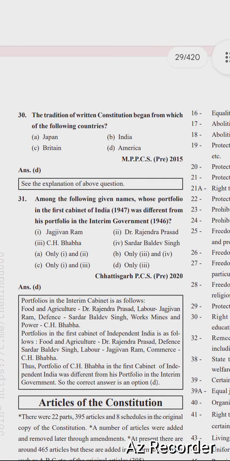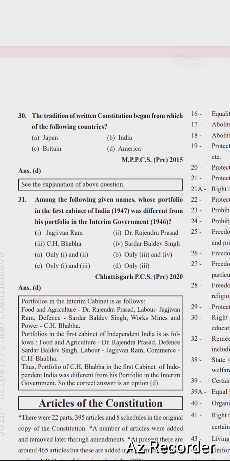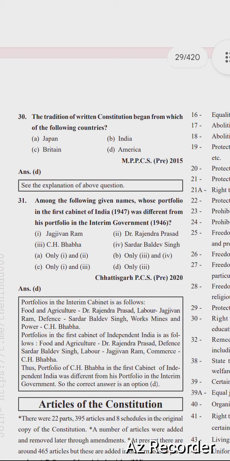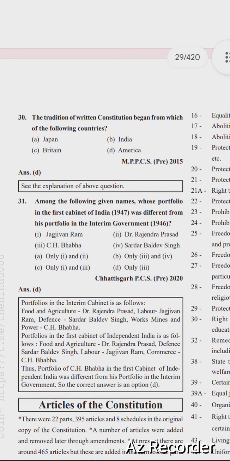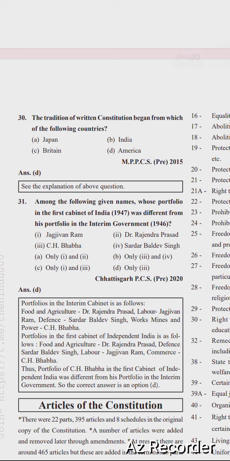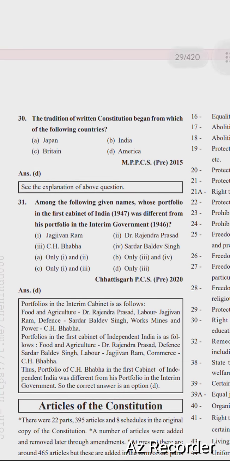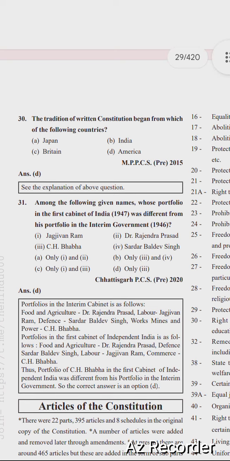Amongst the following given names, whose portfolio in the first cabinet of India 1947 was different from his portfolio in the interim government 1947? Options are Jagjivan Ram, Dr. Rajendra Prasad, C.H. Bhabha, and Sardar Vallabhbhai Patel. Right option is option number D. Only 3 is correct, C.H. Bhabha.